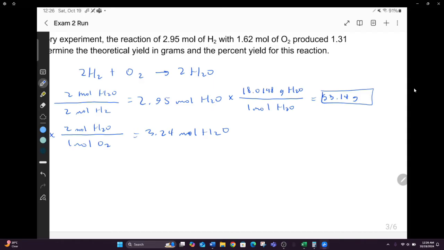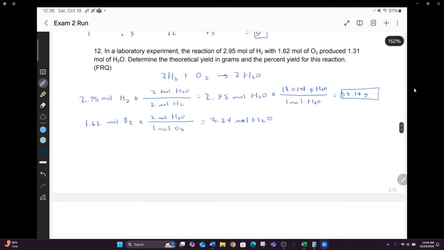Alright. Give me just 1 second. Let me get my bearings real quick. I'm super tired. Oh, sorry, forgot the H2O. But that's your better answer for that. So we found our theoretical yield in grams.